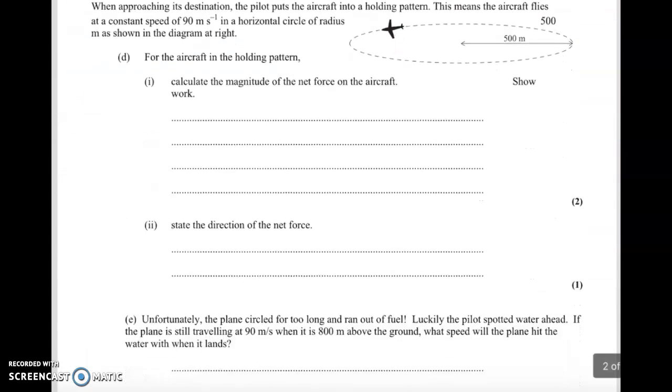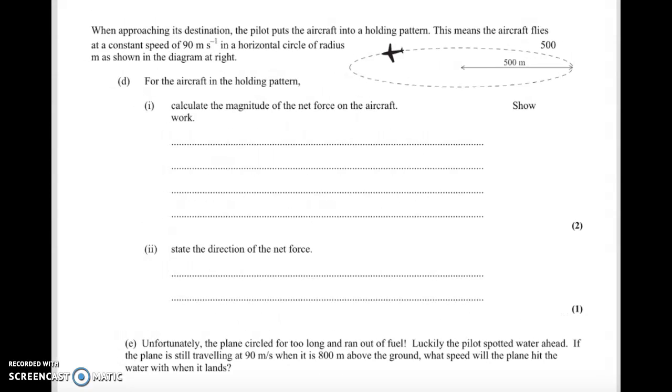The next part of this question says, when approaching its destination, the pilot puts the aircraft into a holding pattern. This means the aircraft flies at a constant speed of 90 meters per second in a horizontal circle. The radius is going to be 500 meters as shown to the right. Part D says for the aircraft in this holding pattern, we want to calculate the magnitude of the net force on the aircraft. Show all your work.